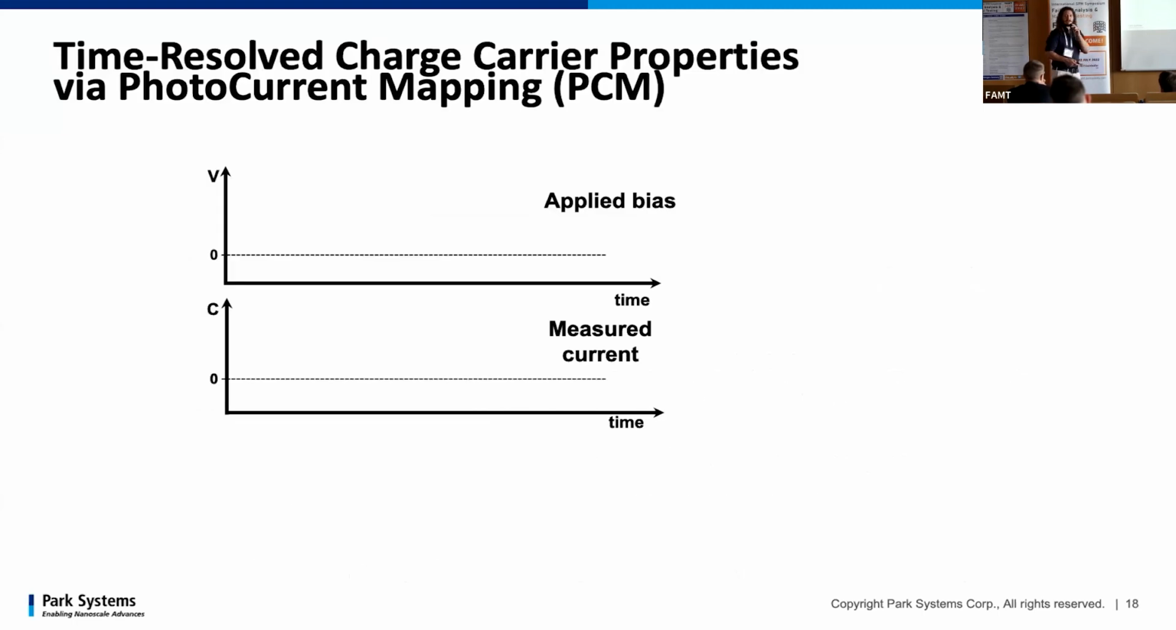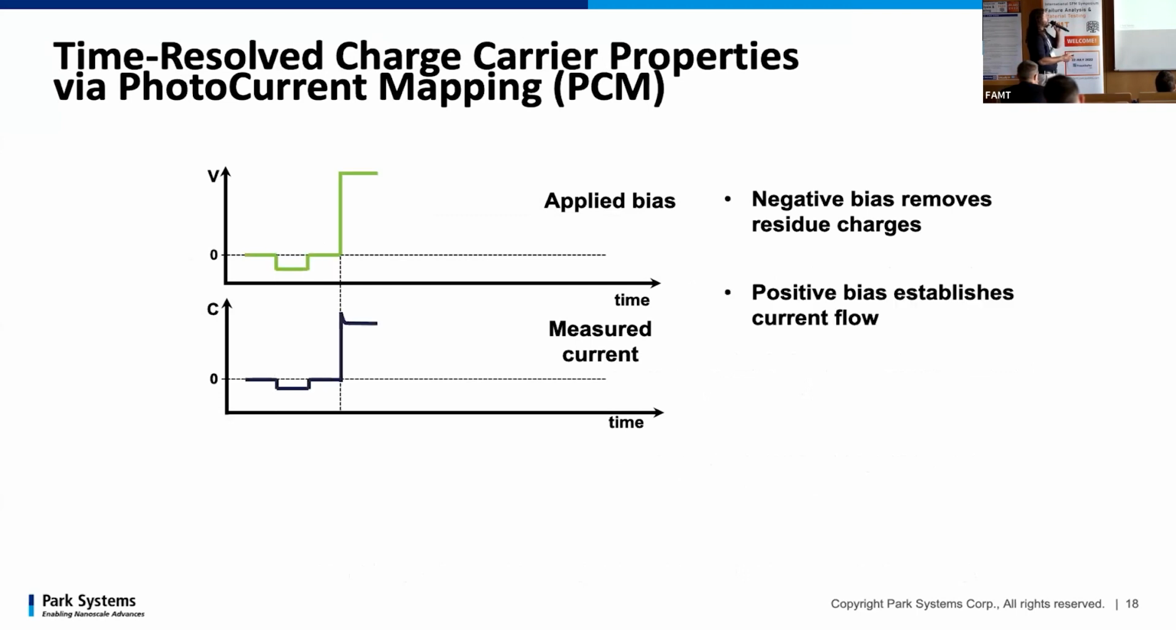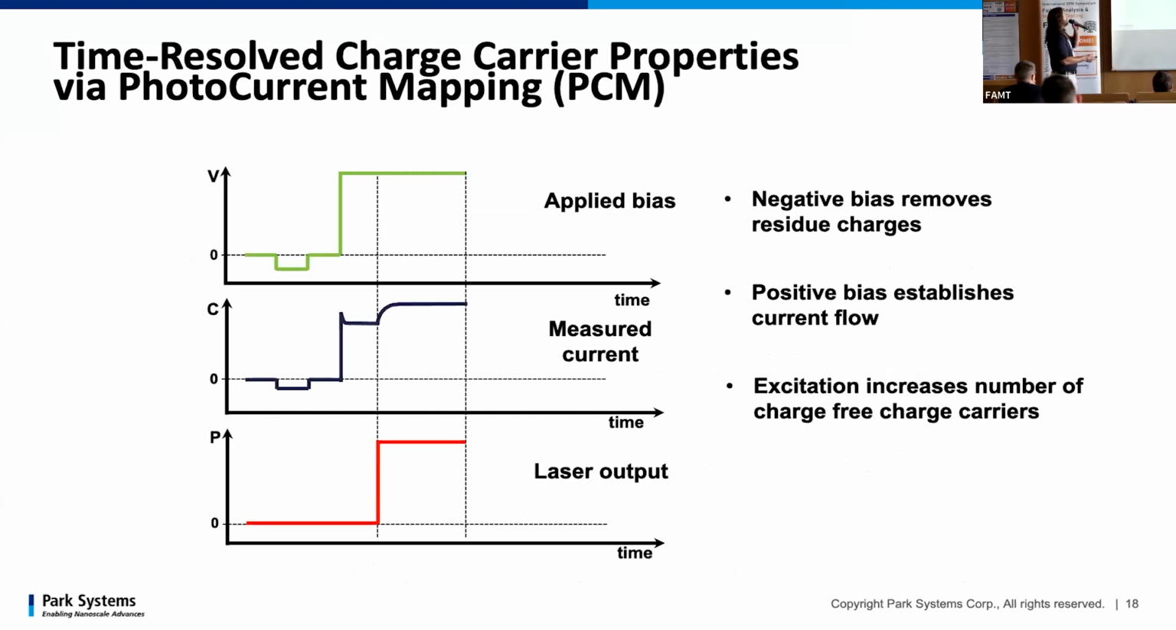For that, we use our so-called photocurrent mapping mode, where we basically monitor the applied bias and the measured current as a function of time. So basically, we first apply a very small negative bias to remove any residual charges. Then we apply a positive bias to establish a flow of current. When we then switch on the pulsed laser, we create a lot of excited charge carriers, increasing the flow of current.